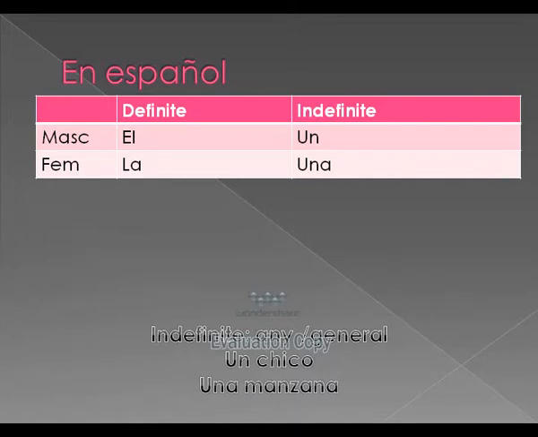So our masculine definite article is el. Our masculine indefinite article is un. Our feminine definite article is la. Our feminine indefinite article is una. You can remember these. They kind of sound like one. You're not being specific. You just want one. Un, una. And in Spanish, we also have the word uno, which we use when we want to say one.